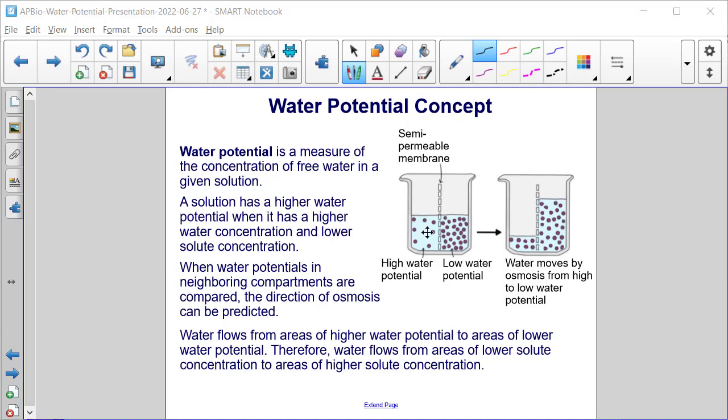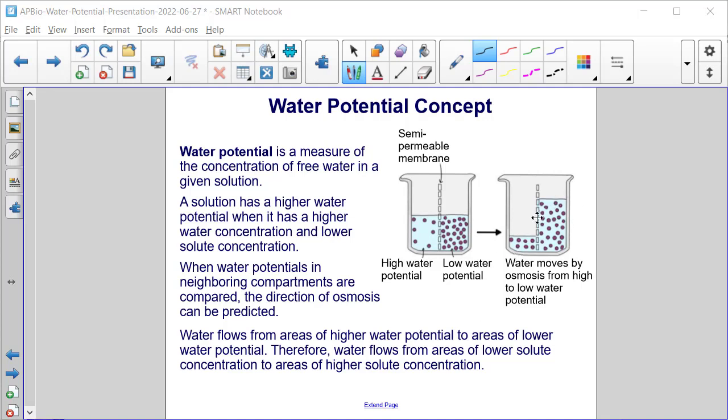So you can see here, if I have a semi-permeable membrane, the water in the left side of the beaker has a higher water potential because it has a higher water concentration and lower solute concentration as compared to the other side of this membrane. When water potentials in neighboring compartments are compared, the direction of osmosis can be predicted. Water flows from areas of higher water potential to areas of lower water potential. Therefore, water flows from areas of lower solute concentration to areas of higher solute concentration.